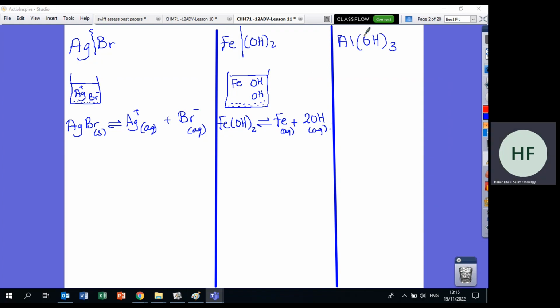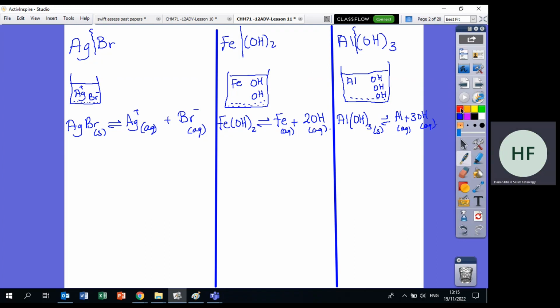Now what about this one? Let's dissociate this one. It will dissociate from here. Same story. When I put it in water, part will not dissolve, and this one will dissociate into Al and OH and OH and OH. So I will say Al(OH)3 solid. This will give you Al plus 3OH, and this is aqueous, and this is aqueous.